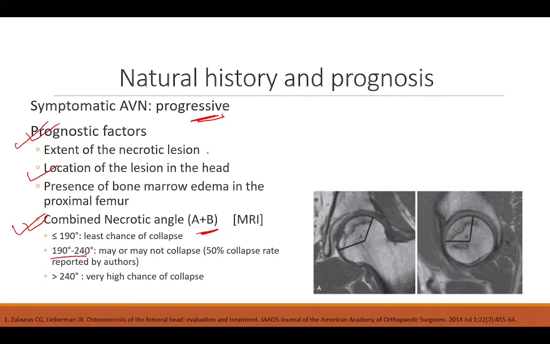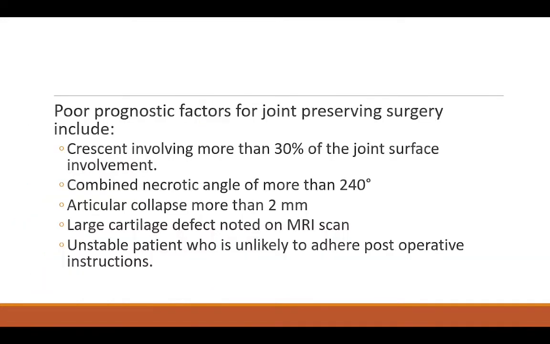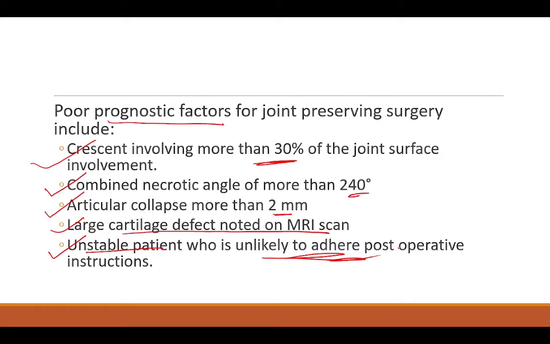Between 90 degrees to 120 degrees, it is indeterminate, which means there is a 50% chance of collapse. If the angle is more than 240, then there is a high chance of collapse. Poor prognostic factors for joint preserving surgery include a crescent involving more than 30% of the joint surface, a combined necrotic angle more than 240, articular collapse more than 2 mm, a large cartilage defect which is noted on MRI, and an unstable patient who is unlikely to adhere to the post-op instructions.